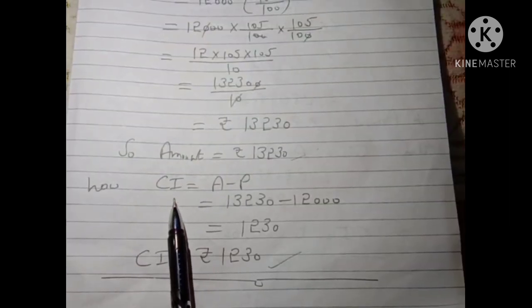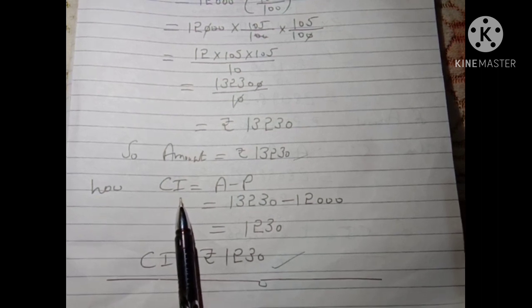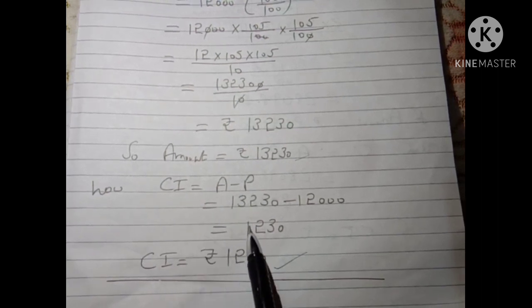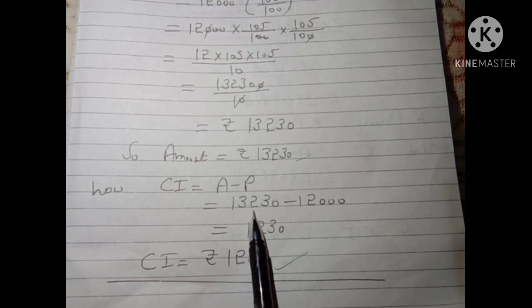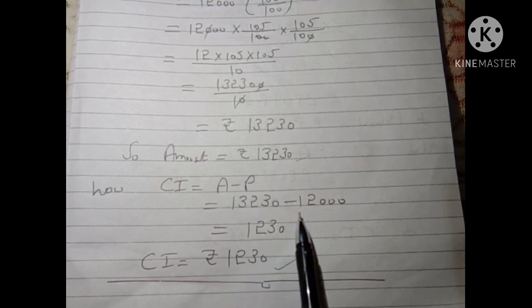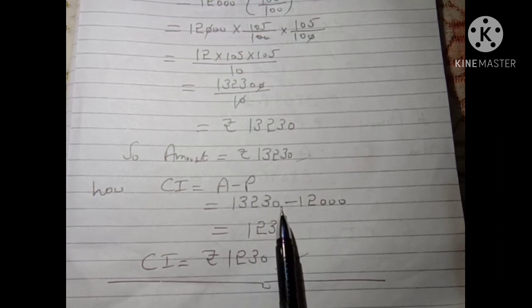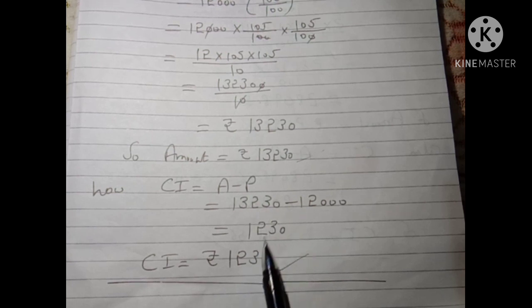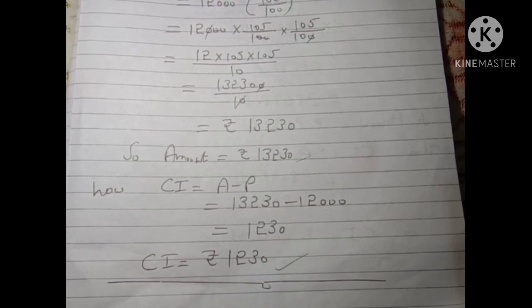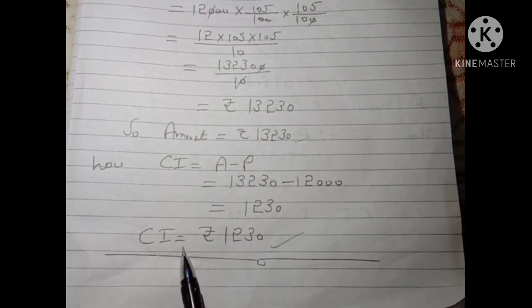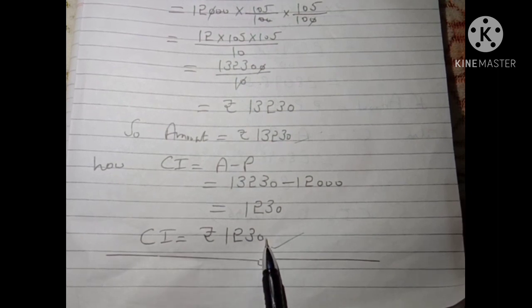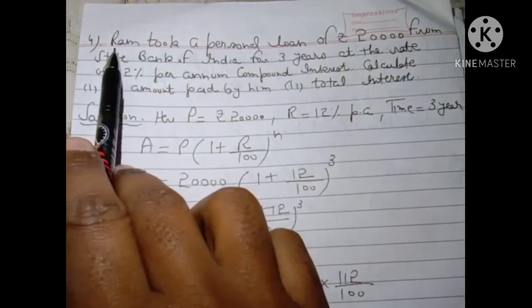Now in the case of compound interest, the compound interest is equal to amount minus principal. The value of the amount is 13,230 minus the value of principal, 12,000. After putting the values and after subtraction, it will become 1,230. So in this case the compound interest is rupees 1,230. So this is the solution. Okay, now see the fourth sum.